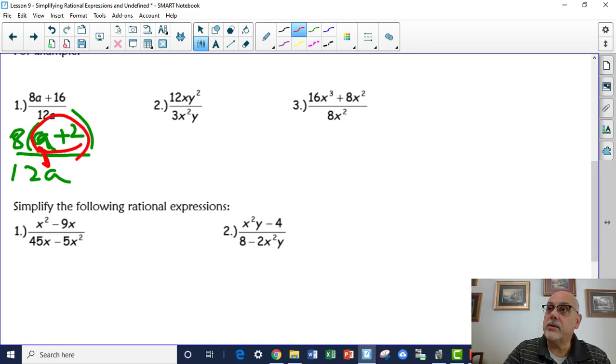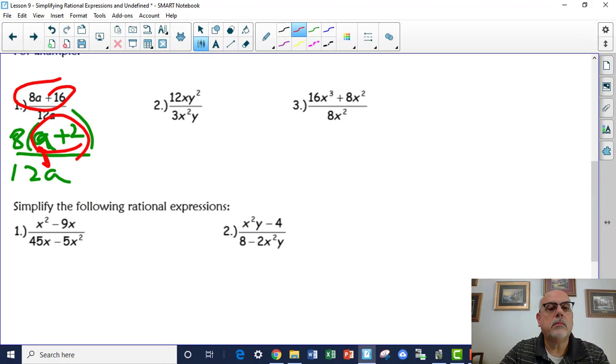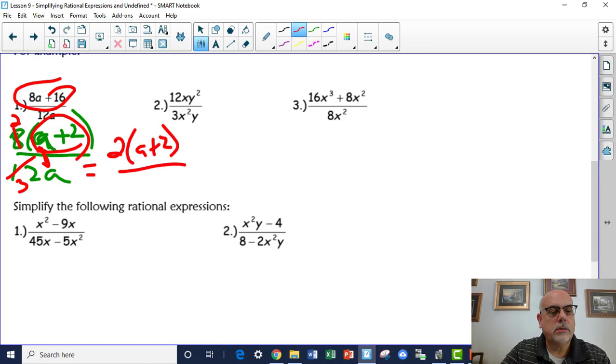That's why we factor things. We take them from a sum of terms to a product of terms. You can't simplify the 8 over 12 directly. The common factor here is 4, so that becomes a 2. That becomes a 3. And it's 2 times a plus 2 over 3a, and that's as simplified as you're going to get.